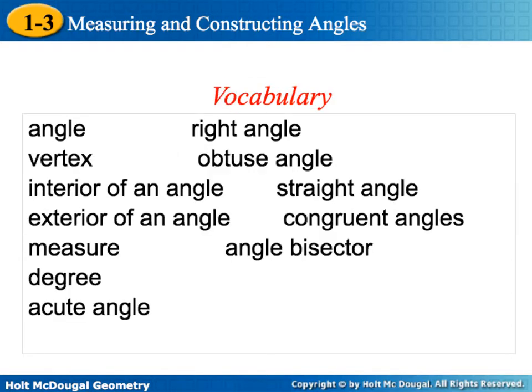Here you can see the list of vocabulary words. I imagine you're familiar with most of these. If not, I'll go through a couple of them that might be troublesome for you. Interior, think inside. Exterior, think outside. Straight angle might be one you haven't seen before. That's 180 degrees.